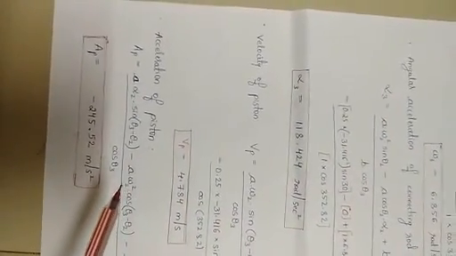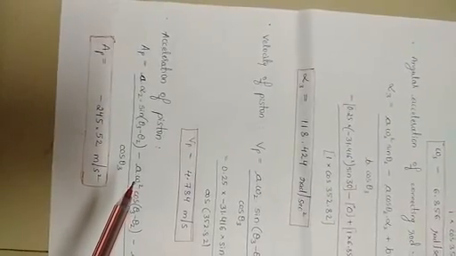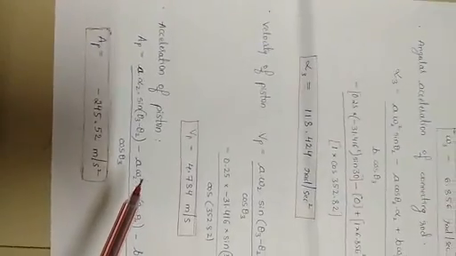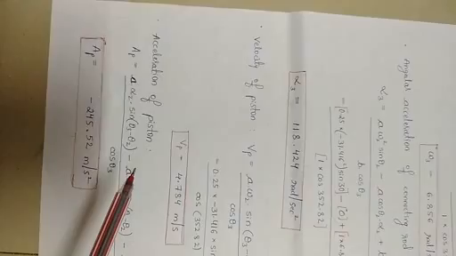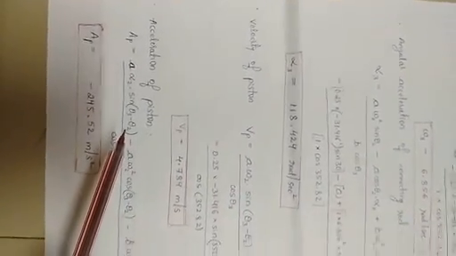So this is the procedure to solve velocity and acceleration analysis of slider crank mechanism using the complex algebra method. In my previous video I explained the derivation part, that is the formula part. So just go through that.